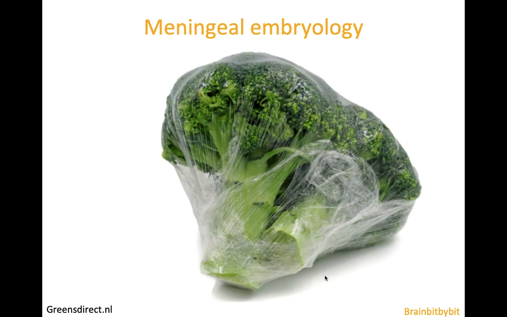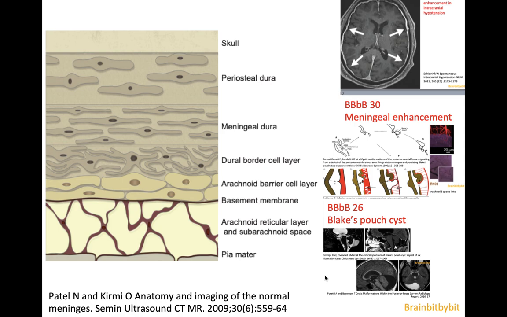Bit by bit, I'm going to talk about the embryology of the meninges. Meninges are not just a covering of the brain. They are important in the formation of the skull, the development of the brain, and have immunological properties. As we all know, there are three layers of meninges in the brain.